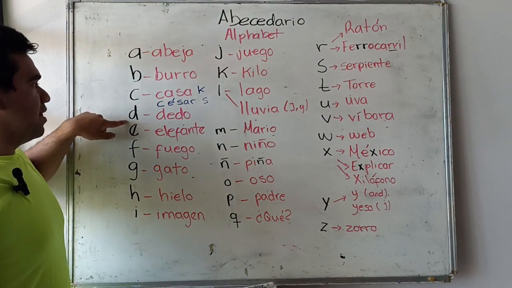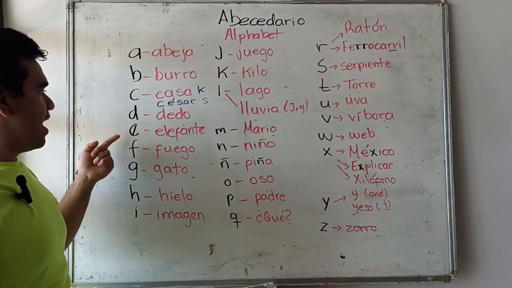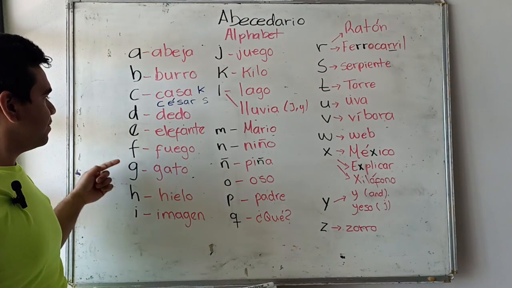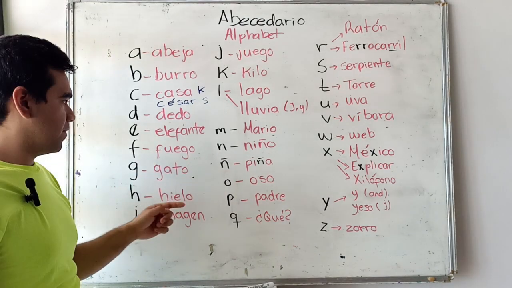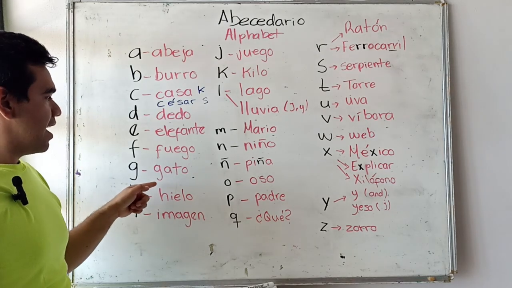So now, D, dedo. E, elefante. F, fuego, fire. G, gato.